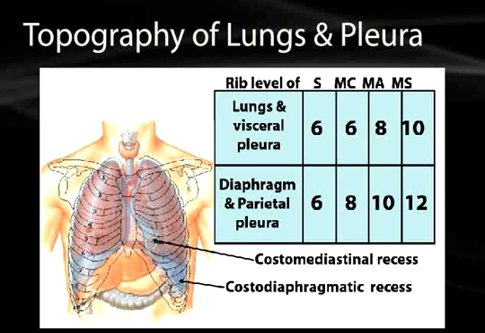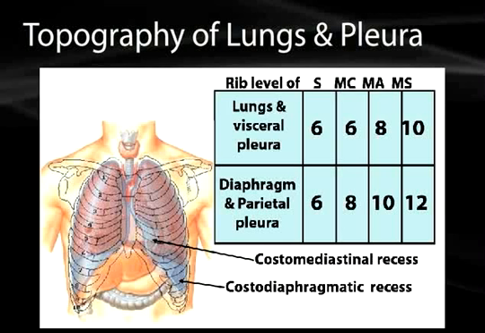They're located at rib levels 6, 6, 8, and 10, whereas the parietal pleura and the attachments of the diaphragm are located at rib levels 6, 8, 10, and 12. What you'll see at the midclavicular area and the midaxillary as well as the midscapular, you start to get a gap of 2 rib spaces where the lung is separated from the rib attachment of the diaphragm.